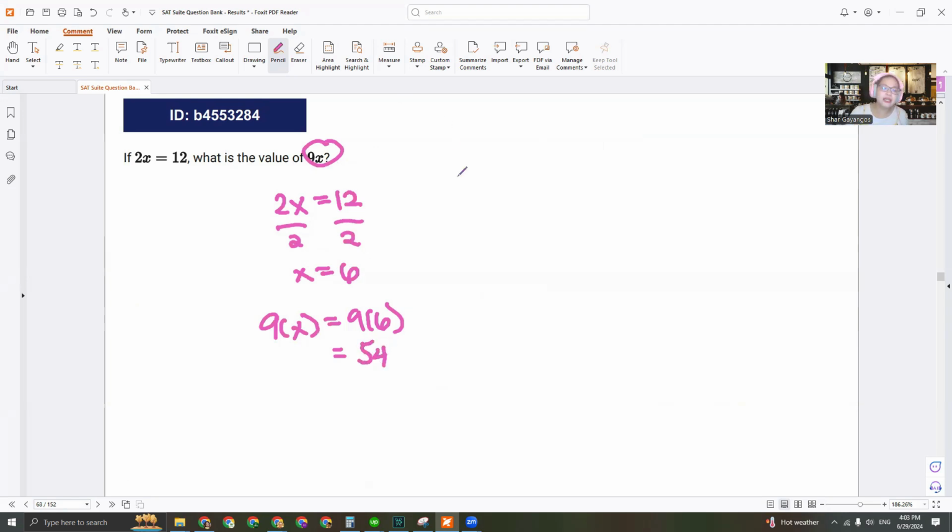Okay, I told you there is another way to solve this. It's equal to 12. Okay, first, let me ask you, what do I multiply so that 2x becomes 9x?